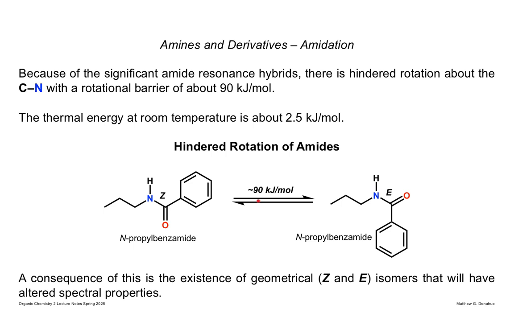NMR spectrometers have a temperature control on them, so you can actually heat the sample. When you look at this, if you see the two resonance hybrids and you heat it, you'll get this back and forth and they'll coalesce into one. And again, that property of amides is very important for peptide and protein synthesis. The naturally occurring amino acids adopt a certain E or Z geometry, and from that they'll fold a certain way that gives them their reactivity.